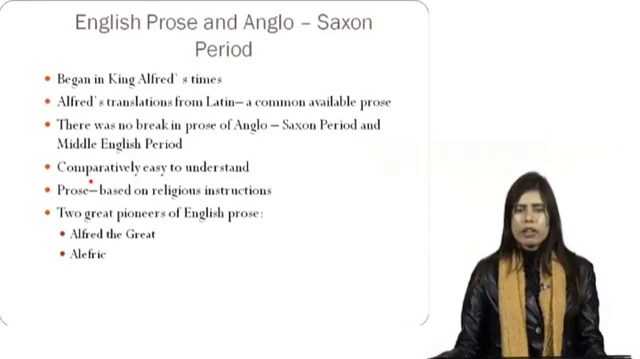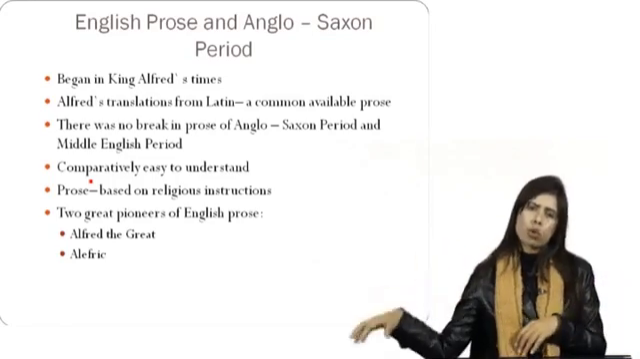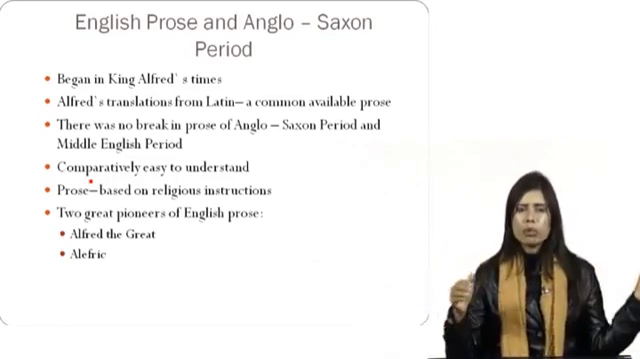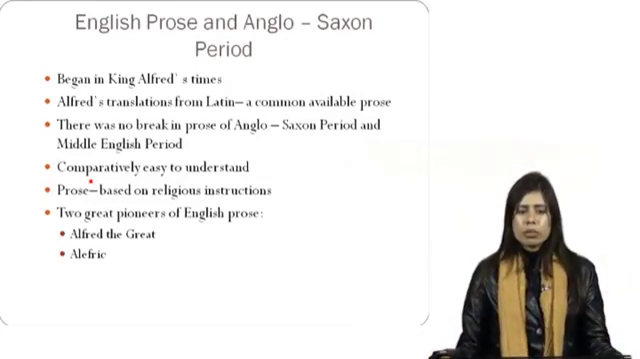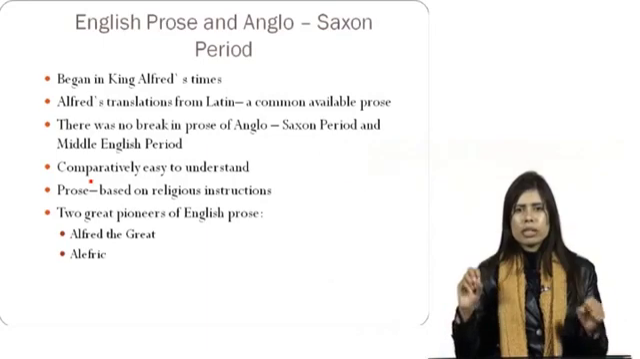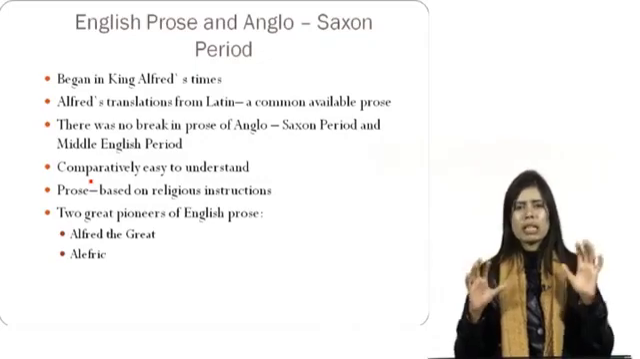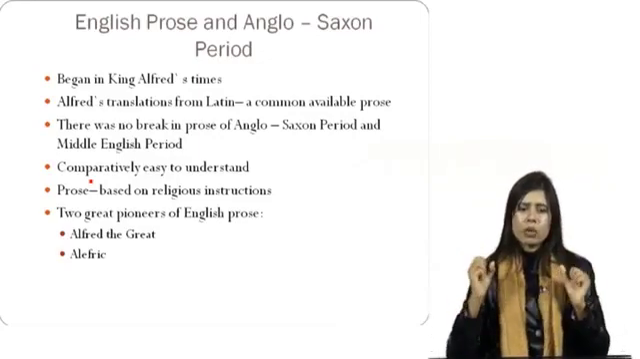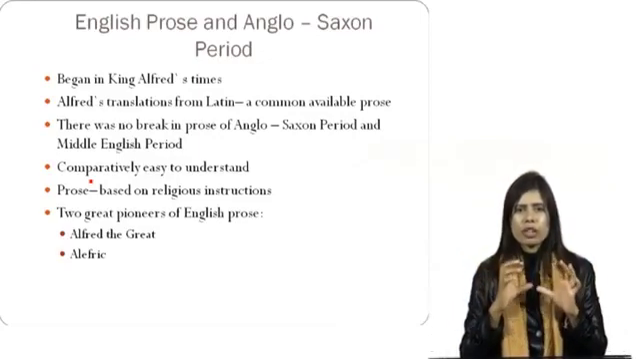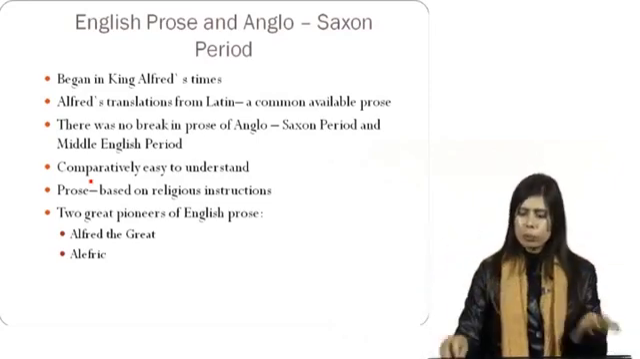Another thing which is again very important: previously we were talking about the oral tradition of using poetry in different songs or something like that. Here we are moving towards prose writing in the Anglo-Saxon period. The prose writing tradition was started in King Alfred's time. This is based on King Alfred's translation from Latin, the commonly available prose. The commonly available prose of that time was in Latin. So the prose tradition started off with the translation of that Latin prose into English, and who did so?